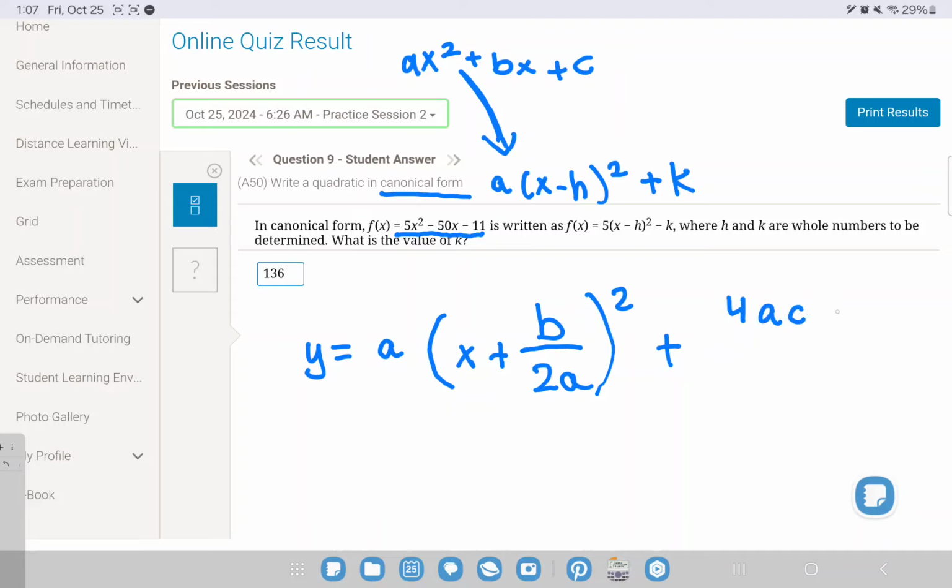4ac minus b squared over 4a. This, you have to memorize it. Let me show you how we use it. Now, let's rewrite this in this form then.